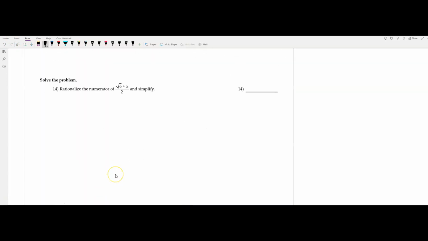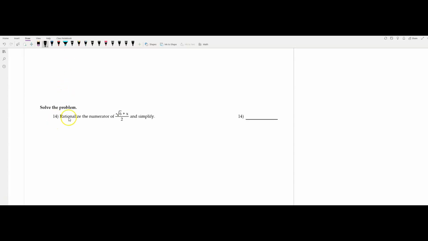All right. So here it wants you to rationalize the numerator versus the denominator. You go through the same process, but instead of focusing on the denominator, you're just focusing on the numerator. And then here you just multiply the top by square root of 6 minus x, at the bottom by square root of 6 minus x as well. And then you simplify.